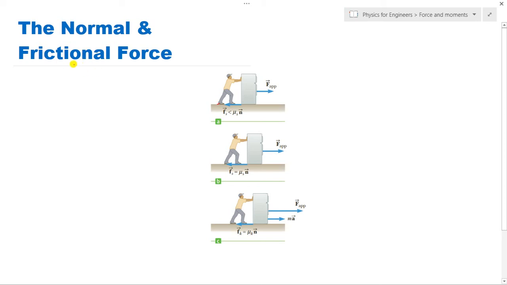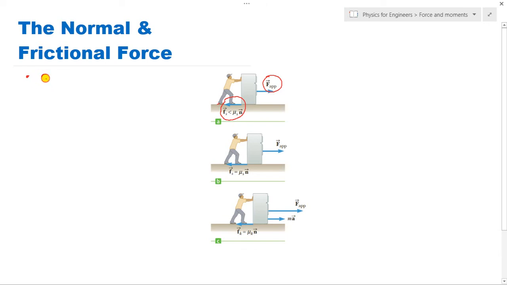For our frictional force, in this figure we have an applied force. And as I told you earlier, the frictional force is a force that acts opposite to our applied force. And for our frictional force, we have two types.